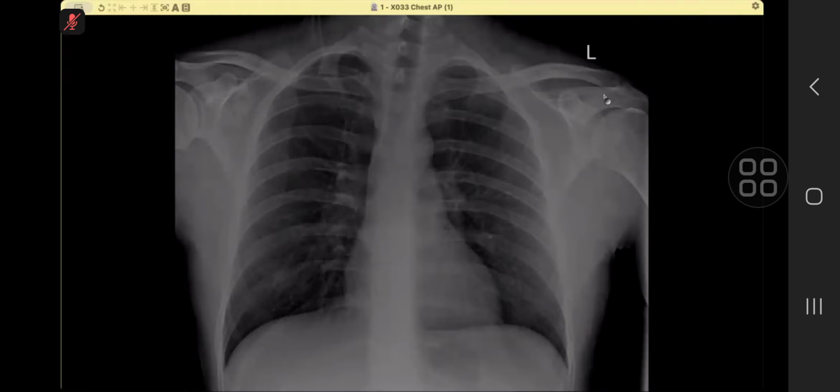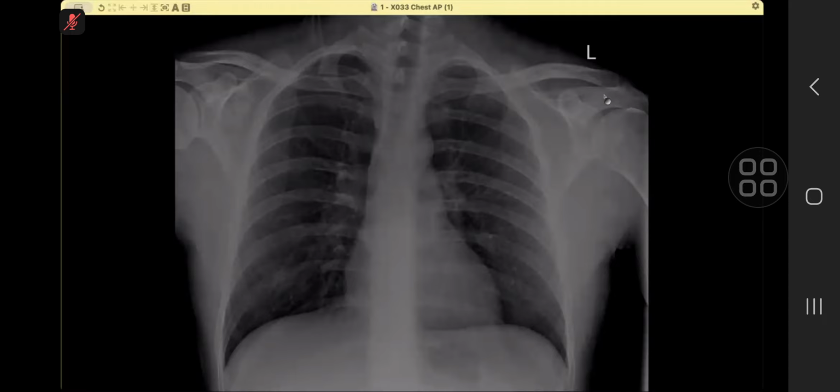Okay, still the significant abnormality only is there is a subtle region of opacification involving the right lower zone, projecting over in relation to the right. Don't worry about the lungs. Anything else you can find?